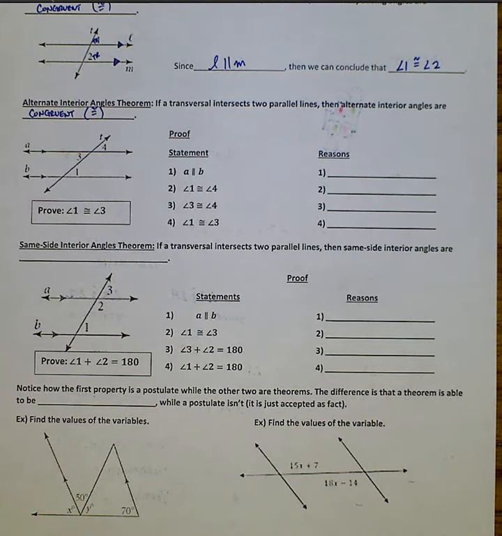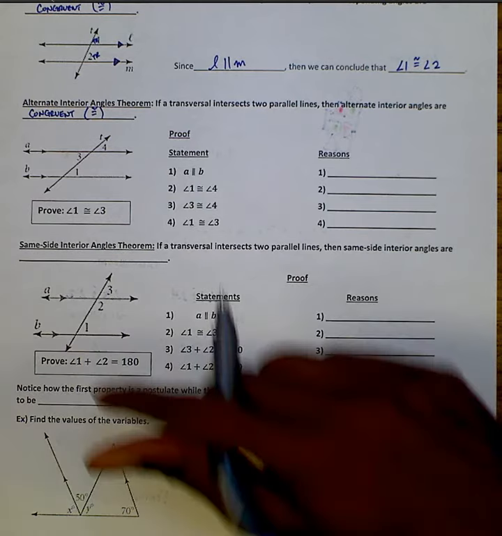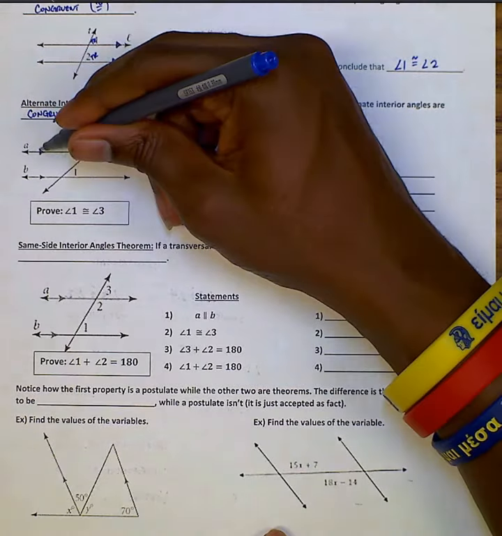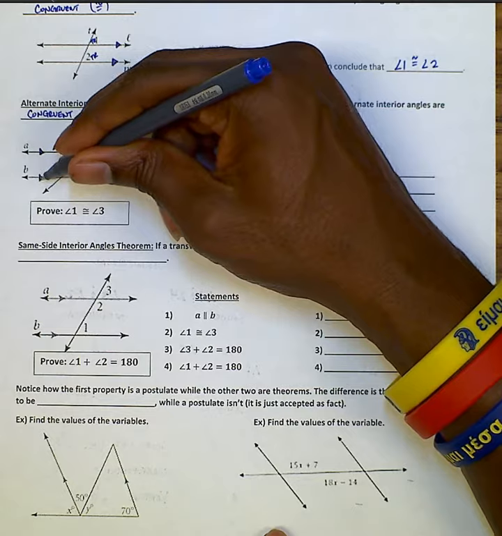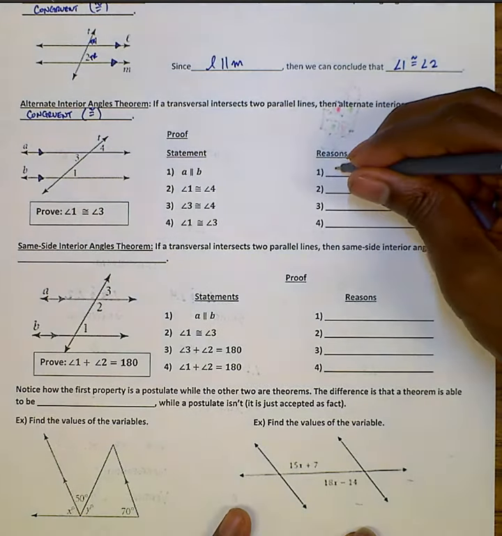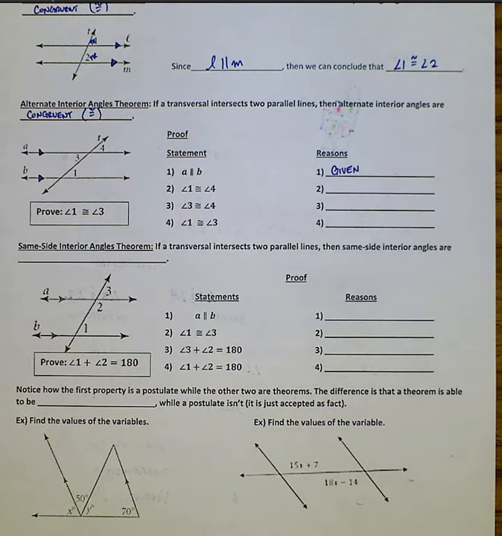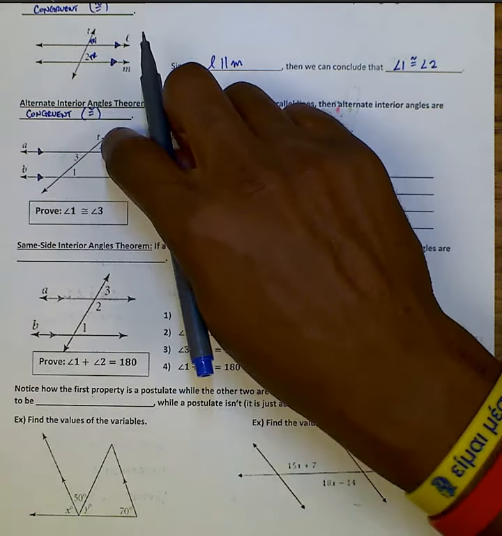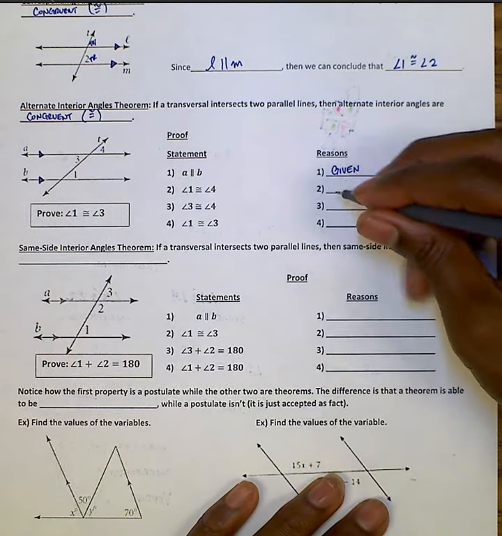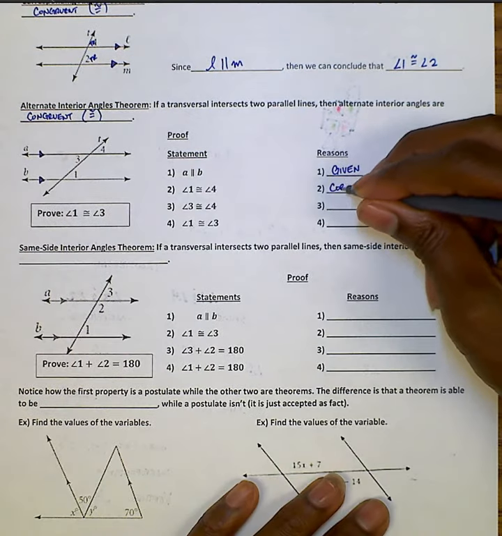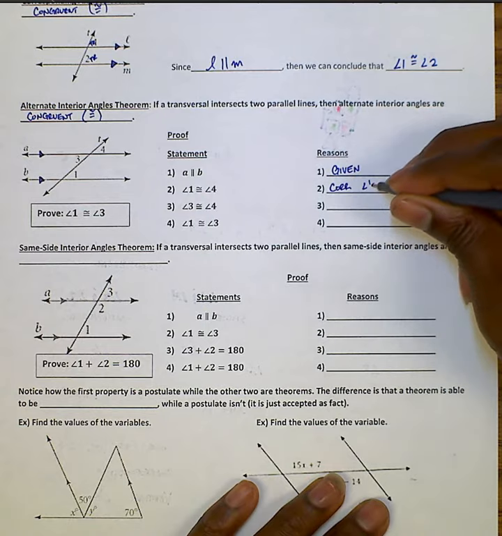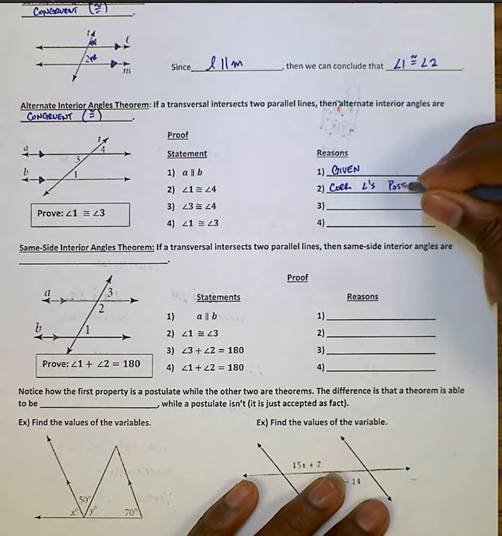So let's look at this statement. It says A is parallel to B. And so we know that A is parallel to B because they drew these arrows for us. So they told us A is parallel to B. It's given. It's given information. Then it says that angle 1 is congruent to angle 4. Well, we know angle 1 and angle 4 should be congruent because of the corresponding angles postulate that we just talked about in the previous step.